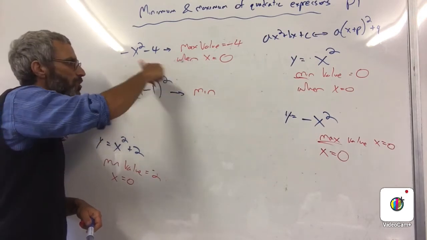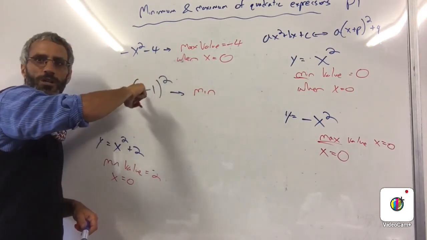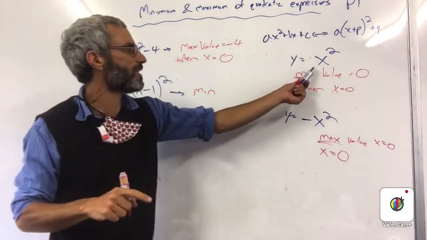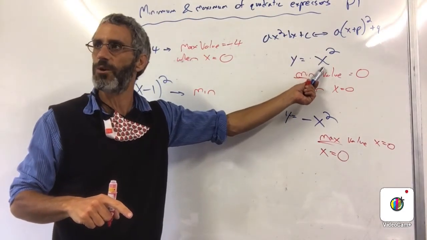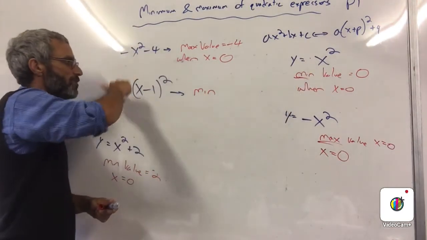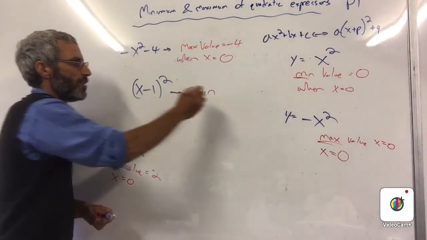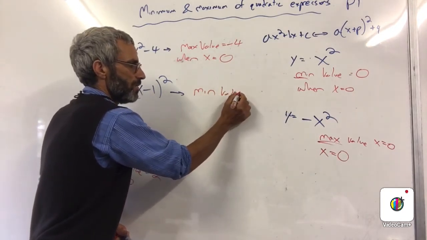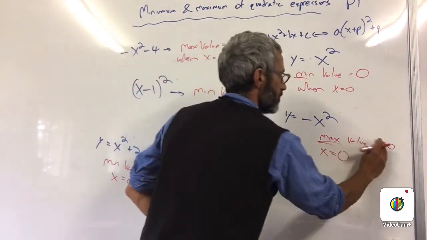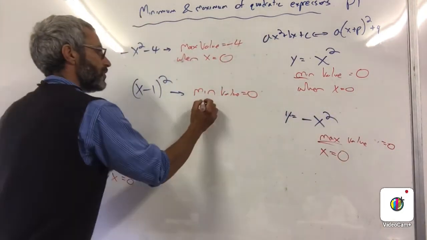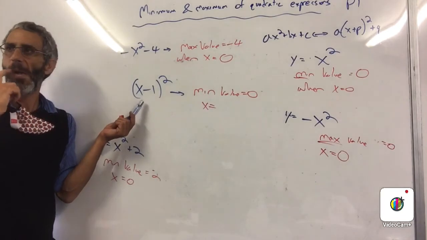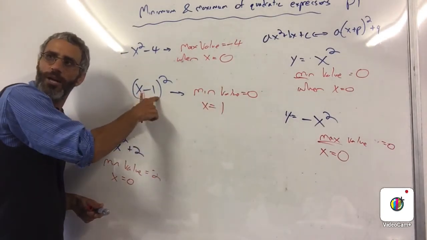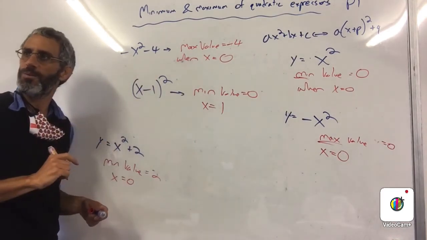But what is the smallest that this can be? The smallest that this could be is 0, right? 0 squared is 0. So the smallest that this could be is still 0. The minimum value is still going to be 0. Minimum value equals 0. But what should x be equal to, to give 0? 1. When x equals 1, 1 minus 1 squared is 0. Okay?